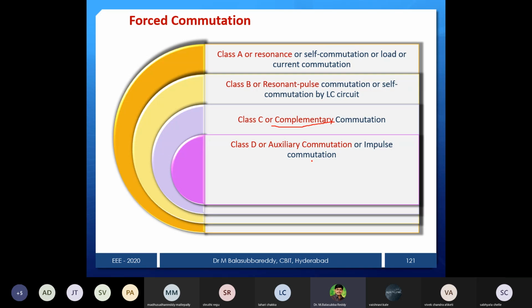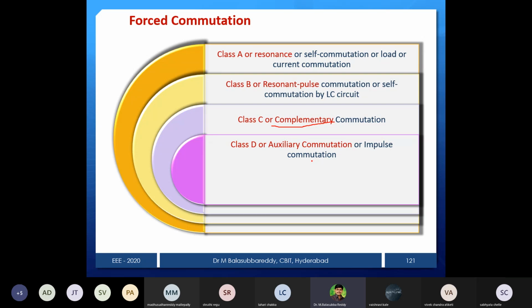Actually, in a circuit, one thyristor is there, and we need the commutation of that particular thyristor. To turn off that thyristor, we make use of some other components in addition to the commutating elements L and C. An auxiliary thyristor, another thyristor, is also used to turn off the main thyristor. That's why we call it auxiliary commutation.